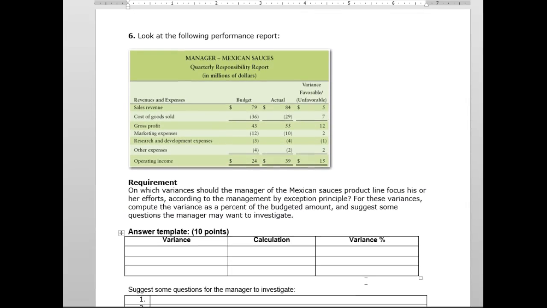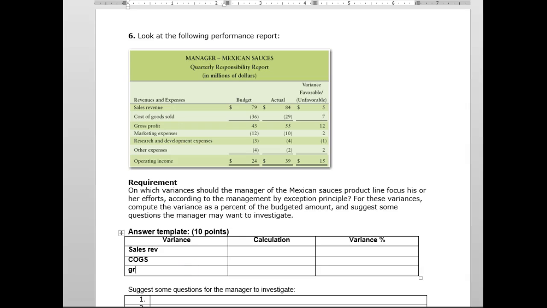Number 6 is looking at performance, and we're just calculating variances. This, the budget, is your base. So we're looking for variances. Compute the variance of the budgeted amount, and then give some suggestions. So what we're looking at are variances for sales revenue, cost of goods sold, and for gross profit.